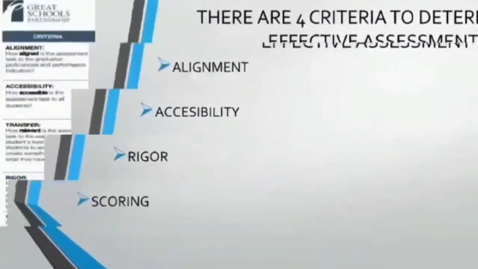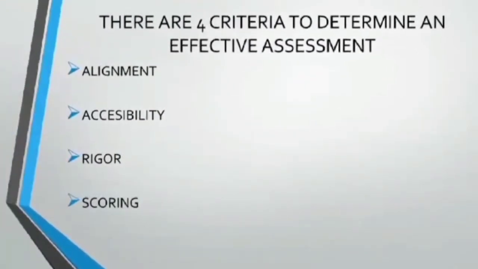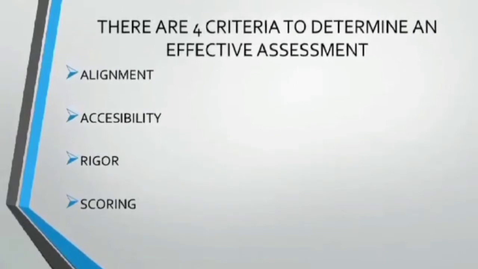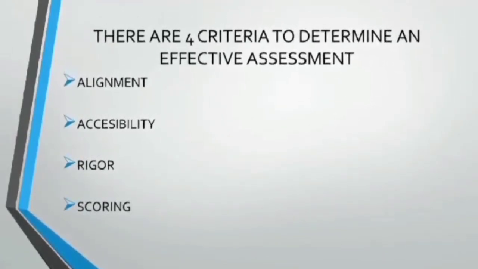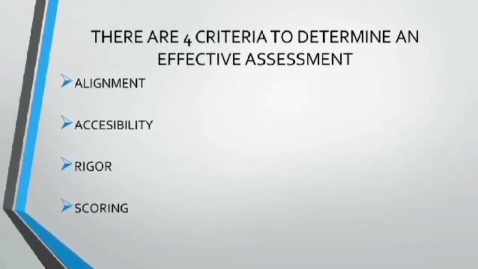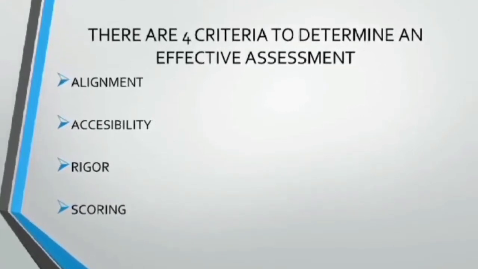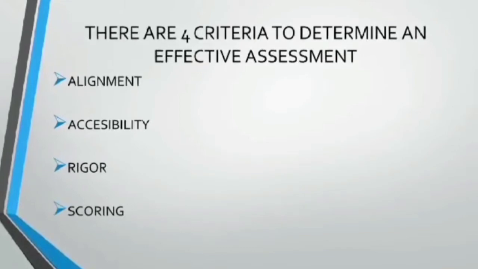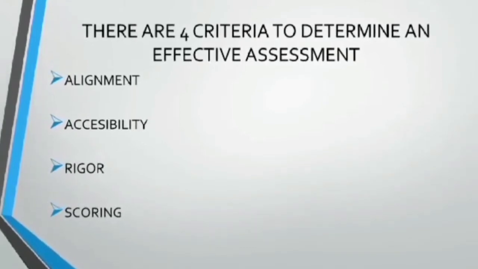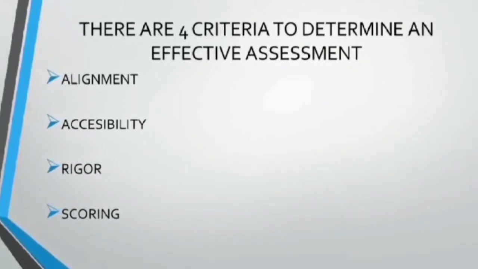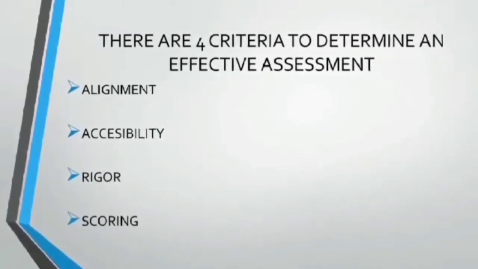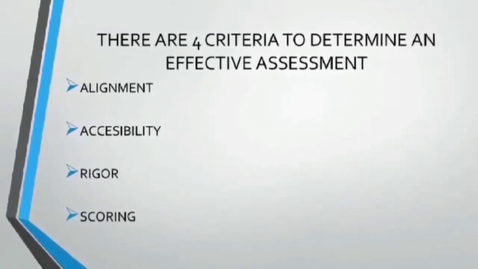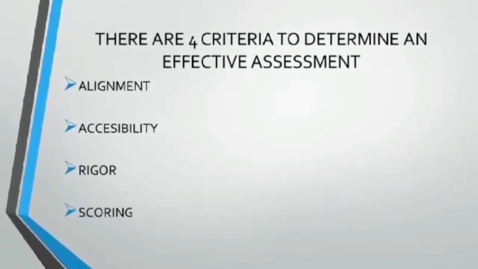Number one is the alignment. How aligned is the assessment task to the graduation proficiencies and performance indicators? Number two, accessibility. How accessible is the assessment task to all students? Number three, rigor. How challenging is the task? Does it require students to think critically at the level defined by the indicators assigned? Is the task a learning stretch?